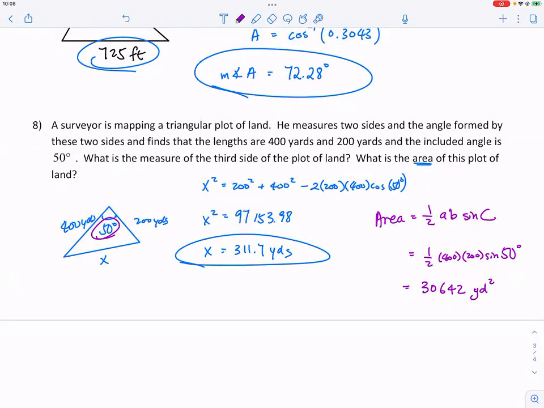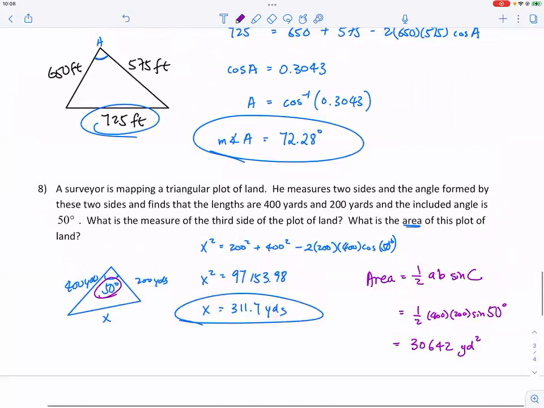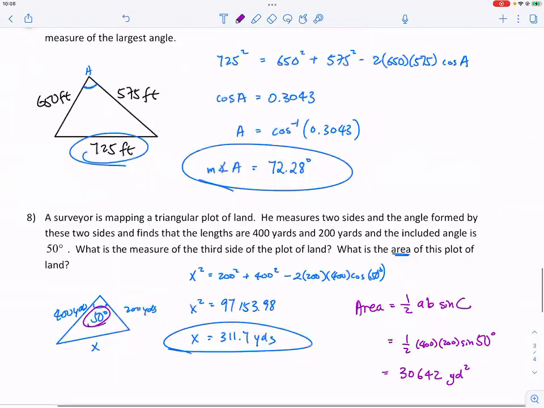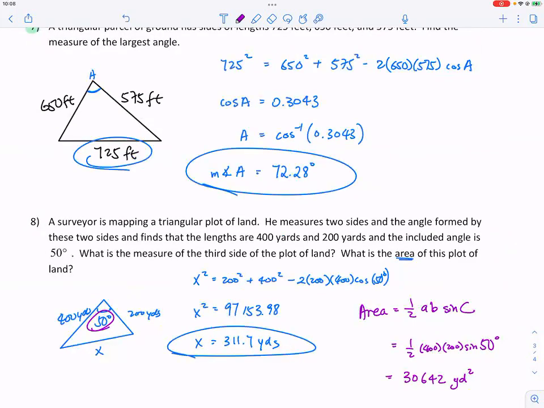So by now you have the law of sines, you have the law of cosines, and you should be able to handle these word problems.